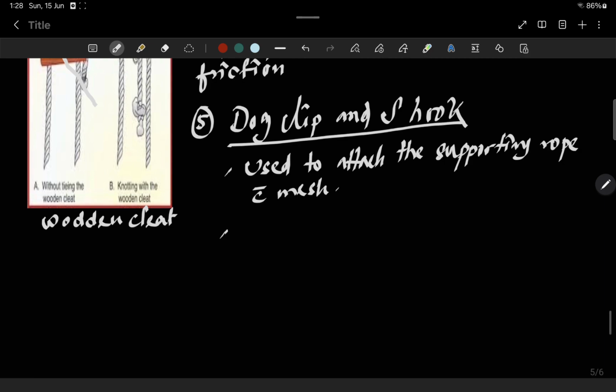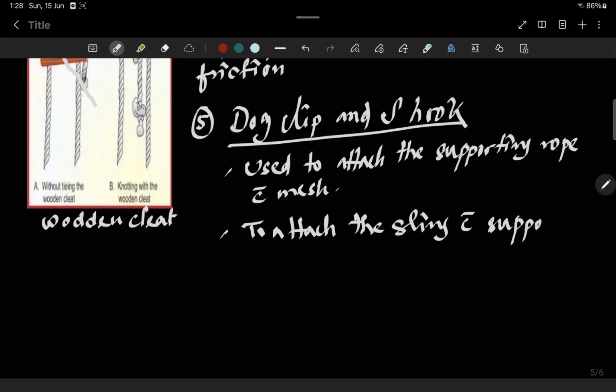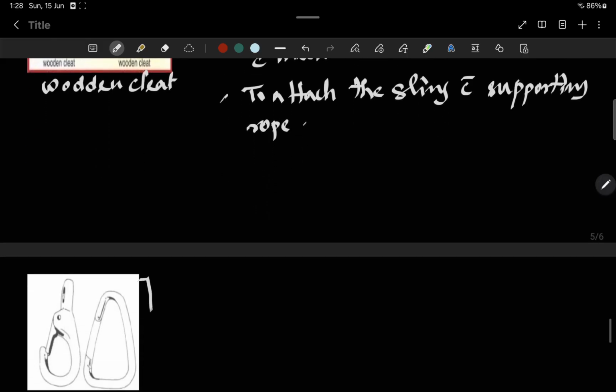Next is to attach the sling with supporting rope. Okay, so this is the top clip, example of top clip. An S sling, you also see the S sling is S-shaped sling in the market, that is the S sling, and these are the top clips.